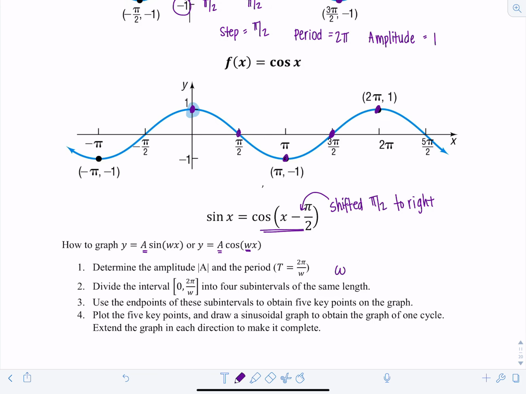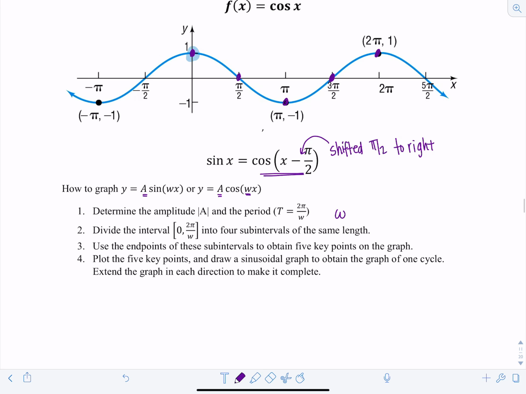Then you divide the interval into 4 subintervals of the same length. Or another thing that I like to do, you just find the step. The step is you take the period, once you find the period, and you divide it by 4. Okay, for all your graphs. For sine, cosine, when we do tangent and cotangent later on, you're always going to take the period divided by 4. And then you use the endpoints of these subintervals to obtain the 5 key points on the graph.